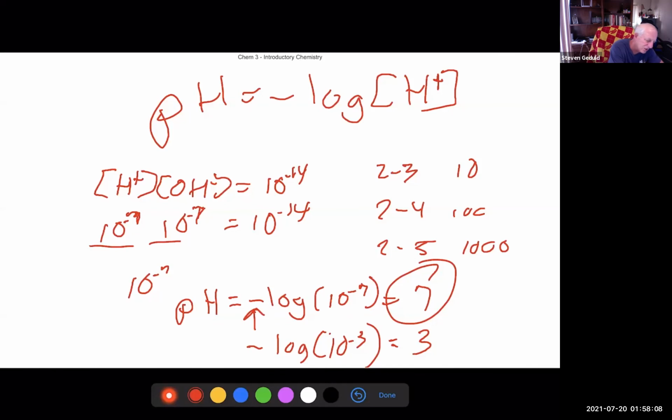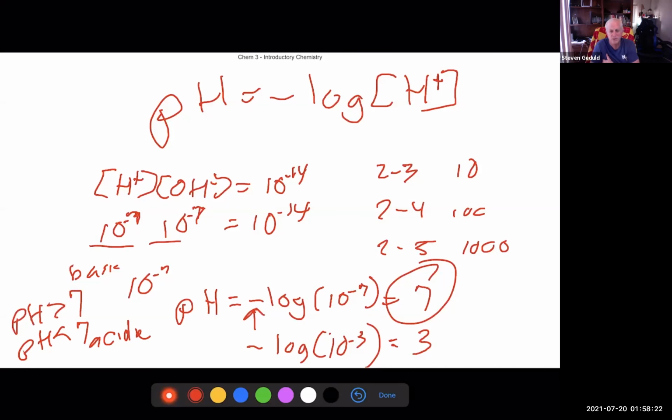So pH greater than 7 is basic. A pH less than 7 is acidic. Okay. So now pH of 3 is very acidic. And that's 10 to the minus 3.